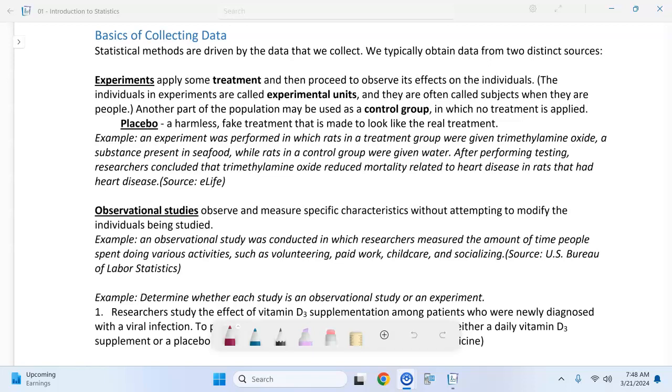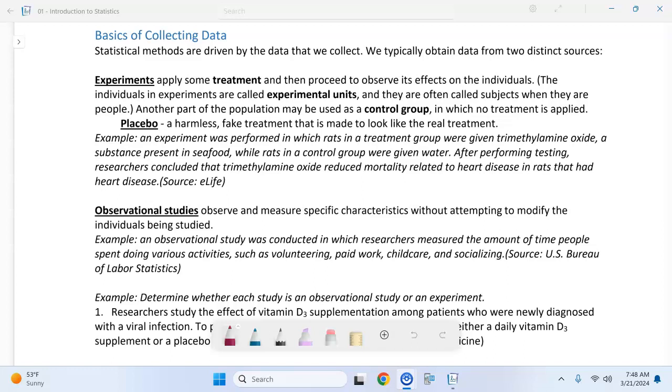Now, individuals is a very broad term. It doesn't have to mean people. It could be anything that we're studying. It could be plants, it could be animals, it could be birds, it could be marbles rolling down a hill. Okay? It could be whatever it is we're doing. So the individuals are called experimental units. If we're talking about people, then normally we refer to them as subjects.